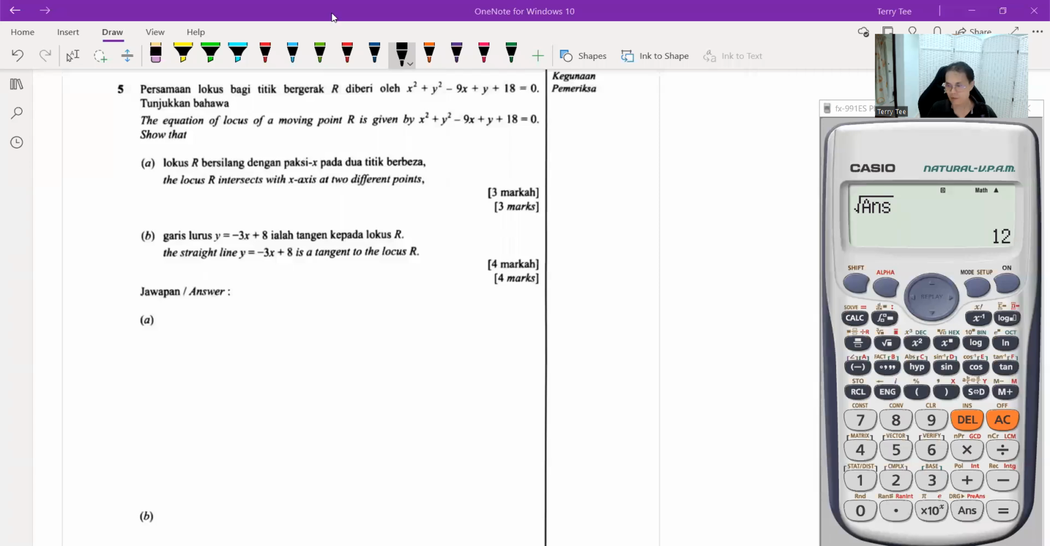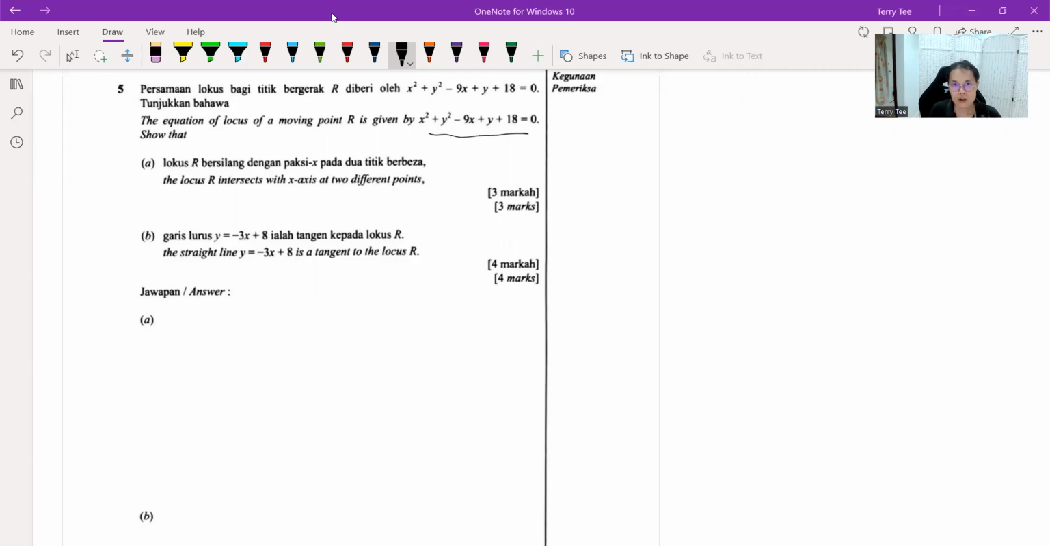Okay, question number 5. This question is supposed to be coordinate geometry, but it actually uses a bit of quadratic equation. Yeah, the chapter quadratic function, the b squared minus 4ac. Okay, let's get started. The first one, you have an equation of locus of R given by this function. You're supposed to show that locus R intersects the x-axis at 2 different points.